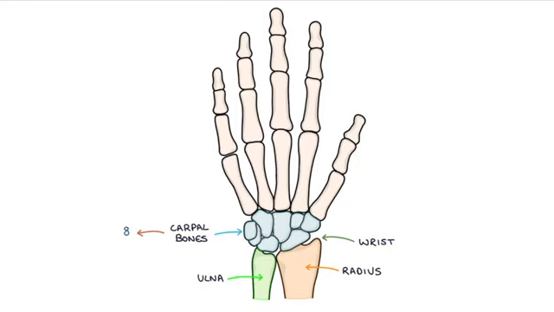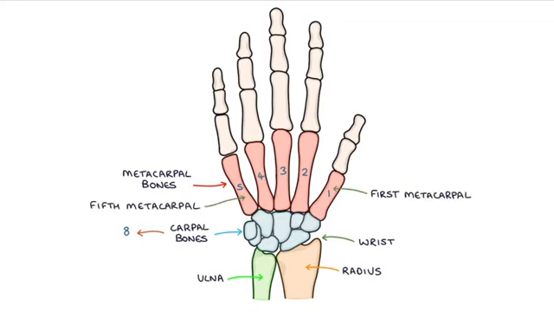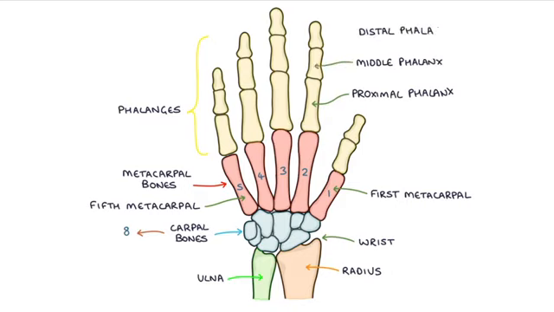The carpal bones connect to the metacarpal bones. The metacarpals are numbered 1 to 5, from the thumb to the little finger, meaning that the first metacarpal is at the base of the thumb, and the 5th metacarpal is at the base of the little finger. The fingers and thumb contain the phalanges. Each finger has a proximal phalanx, a middle phalanx, and a distal phalanx. The thumb only has a proximal phalanx and a distal phalanx.